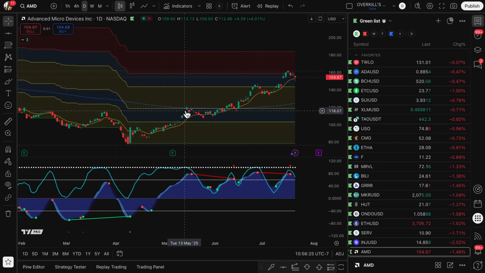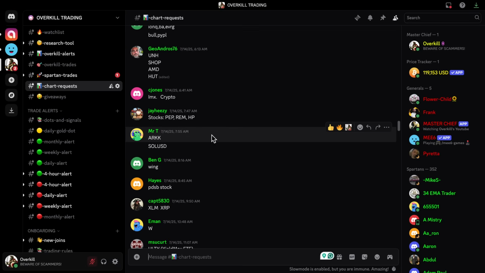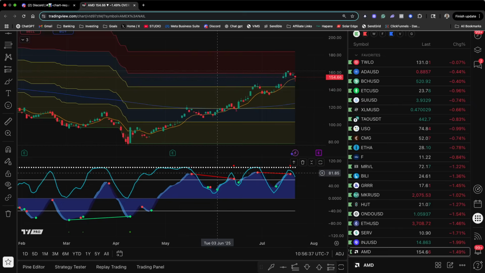Again, we were entering this like down here at 108 or 110, right in this area. So you're already up 50-60%. Watch for that one to top out between 180 and 200 there. IMX.